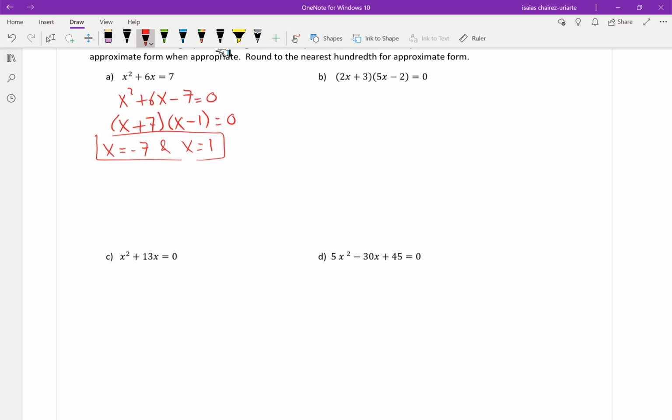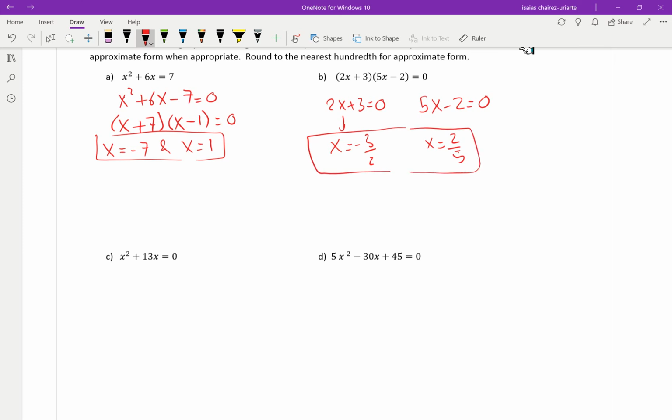The next one is easy because it's already factored. It's already factored for you. So all you have to do is set each one of the terms equal to 0. So 2x plus 3 equals 0 and 5x minus 2 equals 0. Well, that's going to say that x equals negative 3/2, and this is going to say that x equals 2/5. That one was pretty straightforward.